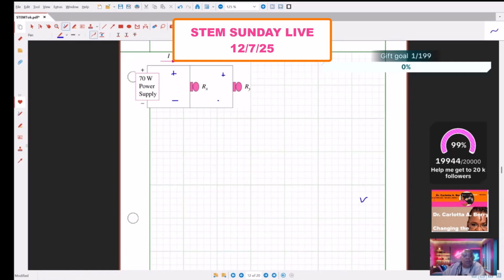Okay, so we know they all have the same voltage. So power equals voltage times current. Voltage equals current times resistance. So P equals V times I, and V equals I times R. Okay, so far we're doing good. That part is true.